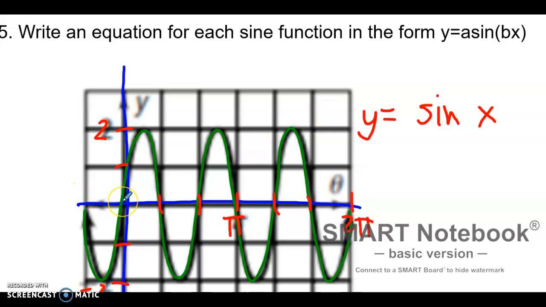On this one, think about it for a second. Okay, what's the amplitude? 2, and it goes right here. And then how many cycles are there in 2 pi? So there's 1, 2, 3. So a 3 goes right here.